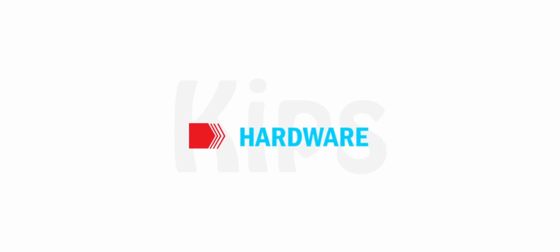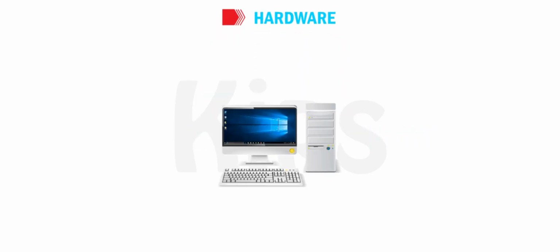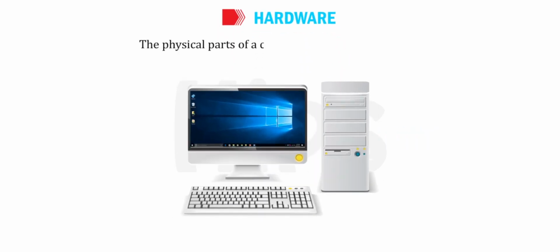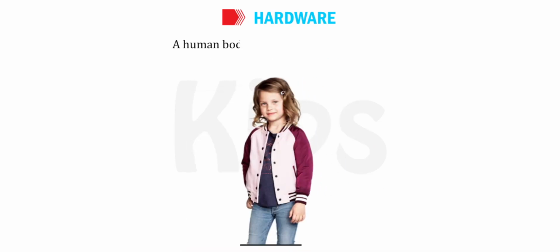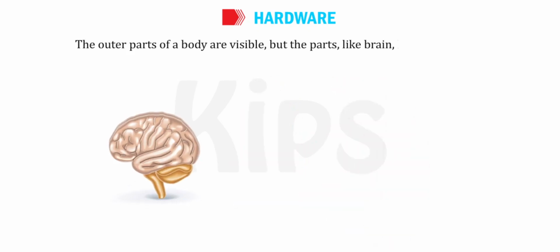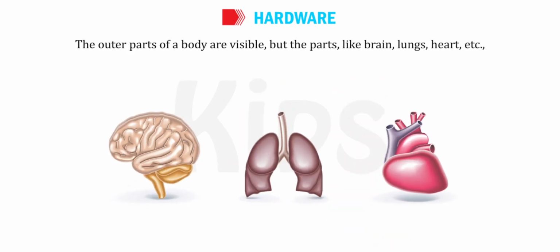Let us first talk about the hardware. The physical parts of a computer which you can touch and see are called hardware. A human body consists of different parts. The outer parts of a body are visible, but the parts like brain, lungs, heart, etc., which are inside, cannot be seen.